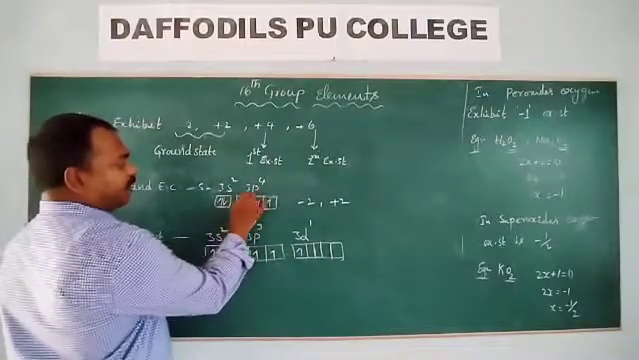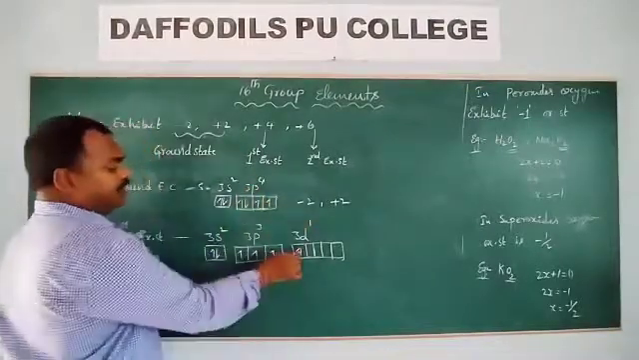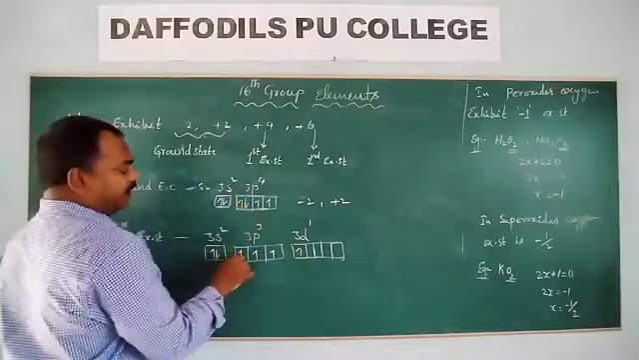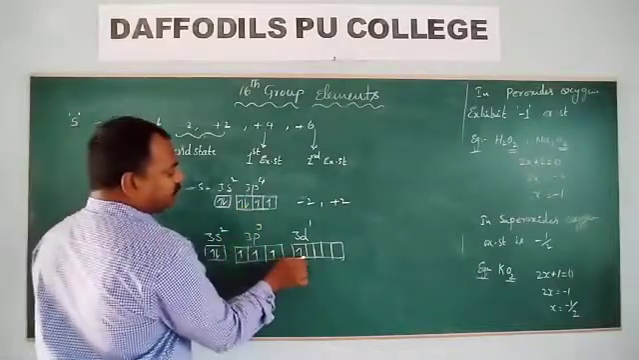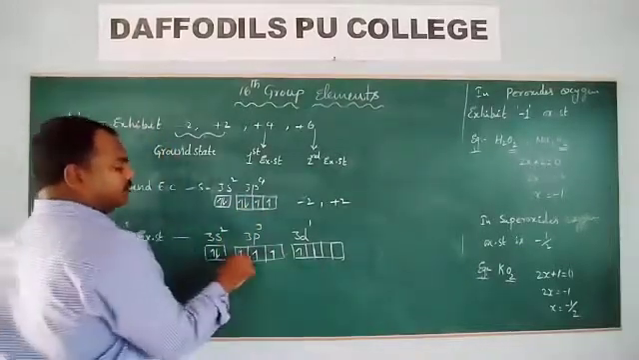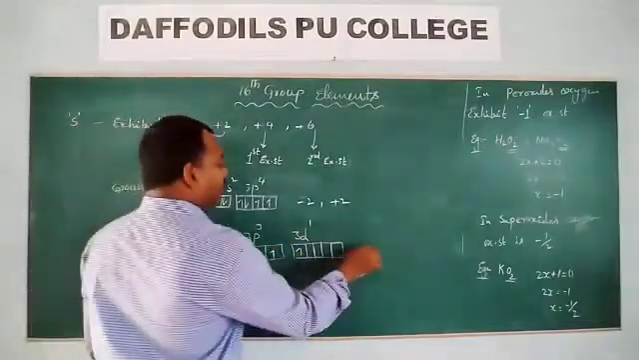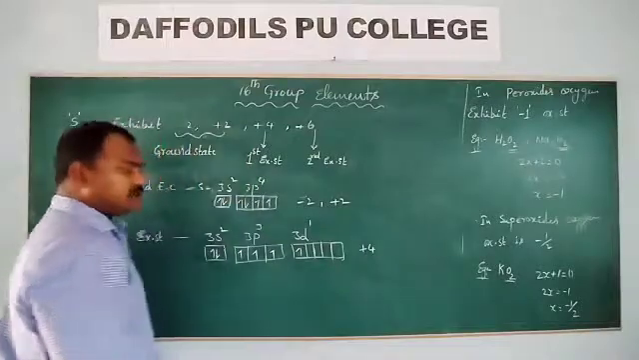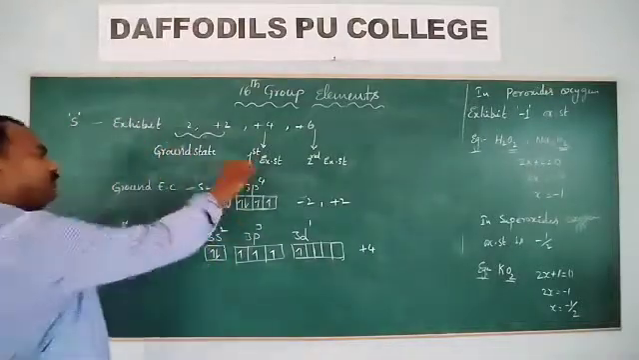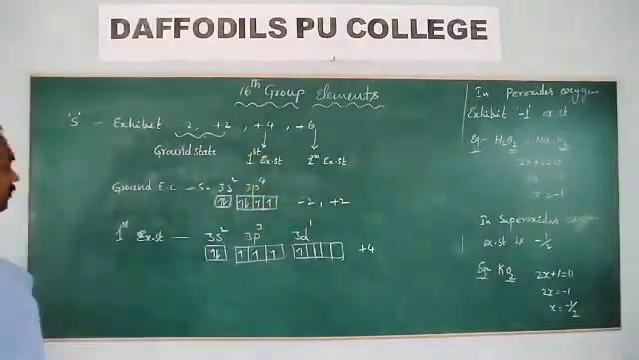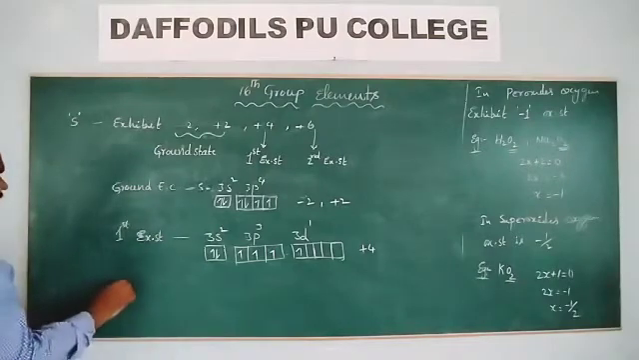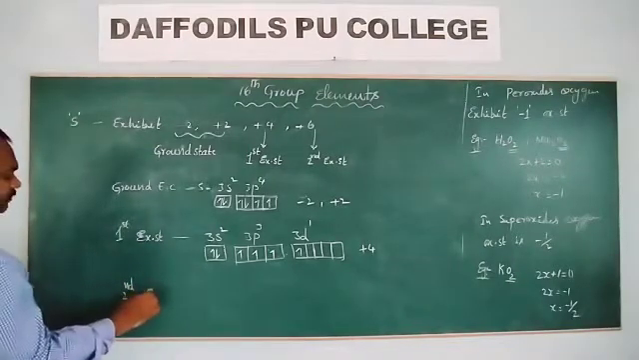So this unpaired electron will jump into an empty d orbital. Here an unpaired electron is there, that one jumps to the d orbital, so that we will get 4 unpaired electrons. 4 electrons means we will get +4 oxidation state in the first excited state.